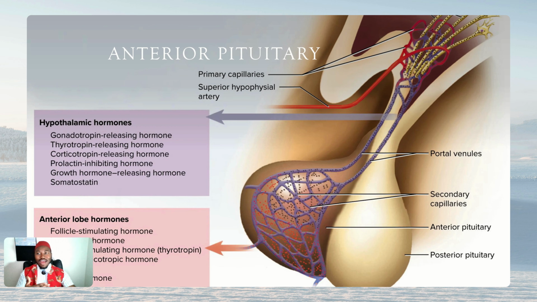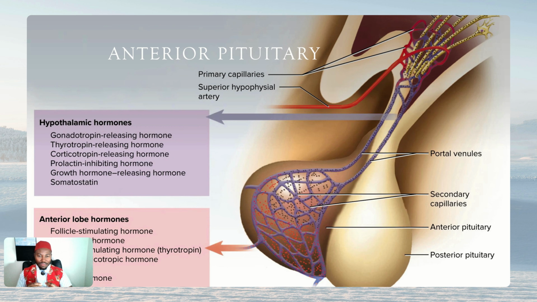Now, the beautiful thing about the adenohypophysis is that it produces its own hormones. That's what I want you to know. Now, how does it do this? It does this by stimulation from the hypothalamus. The hypothalamus releases releasing hormones, which it sends to the pituitary, and the anterior pituitary now produces the stimulating hormones. How does it send this?